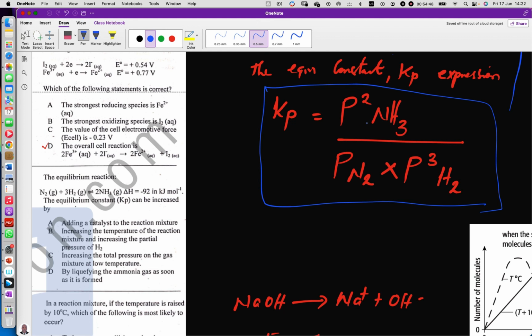The higher the number of moles of ammonia, the higher the Kp. The lower the number of moles of ammonia, the lower the Kp. So what must we do to increase Kp? That is what you need to think. In order to increase Kp, the number of moles of ammonia must go up. The yield of ammonia must be more than that of the reactants.